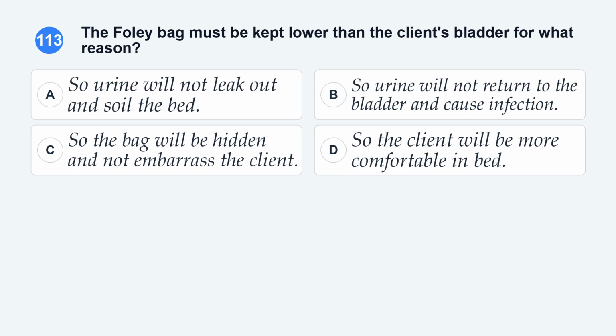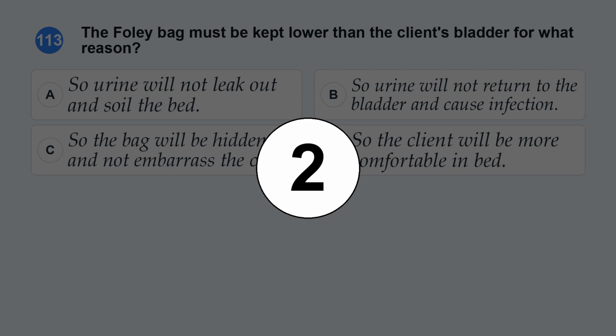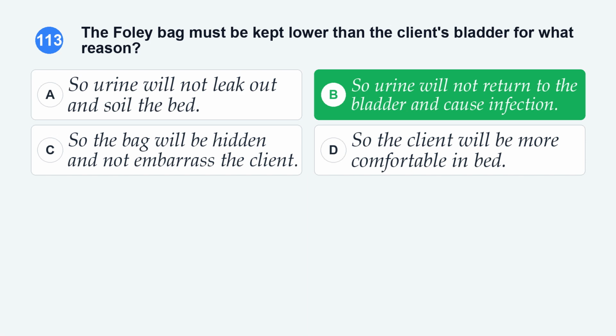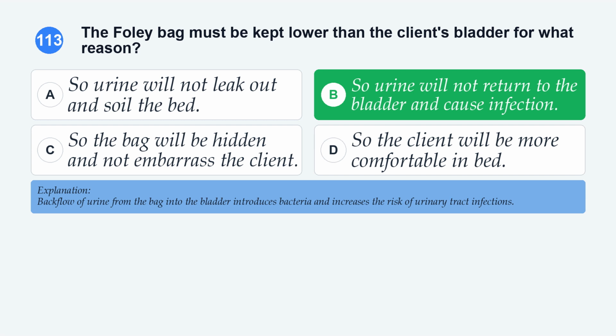Question 113. The Foley bag must be kept lower than the client's bladder for what reason? Option A. So urine will not leak out and soil the bed. Option B. So urine will not return to the bladder and cause infection. Option C. So the bag will be hidden and not embarrass the client. Option D. So the client will be more comfortable in bed. The correct answer is option B. So urine will not return to the bladder and cause infection. Explanation. Backflow of urine from the bag into the bladder introduces bacteria and increases the risk of urinary tract infections.